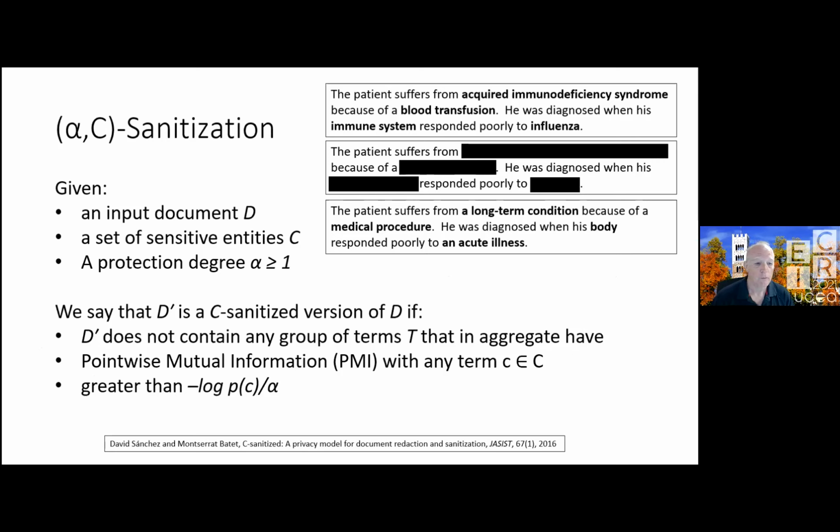He was diagnosed when his immune system responded poorly to influenza. Now, if we replace that with the black magic marker business, it's really hard to figure out what's going on. But we could equally well replace it with something like this. The patient suffers from a long-term condition. Well, AIDS is a long-term condition, but lots of other things are too, right? Arthritis is, for example, because of a medical procedure. Well, that's not a blood transfusion necessarily. So we're fuzzing it up, but we're fuzzing it up in a way that is still correct.